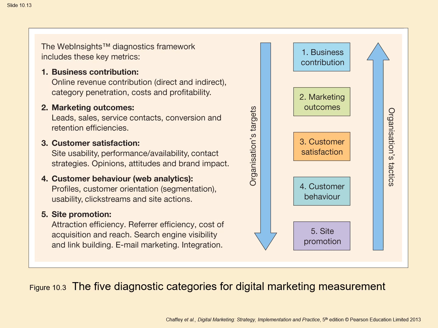In figure 10.3, you can see the 5 diagnostic categories for digital marketing measurement. The first one is business contribution. We're talking about whether your online effort will give you revenue contribution, whether direct or indirect. Direct contribution is when a customer buys something directly from your website. Indirect means they buy through an e-marketplace, or from someone who is a reseller of your company. Then there are category penetration, cost, and profitability.